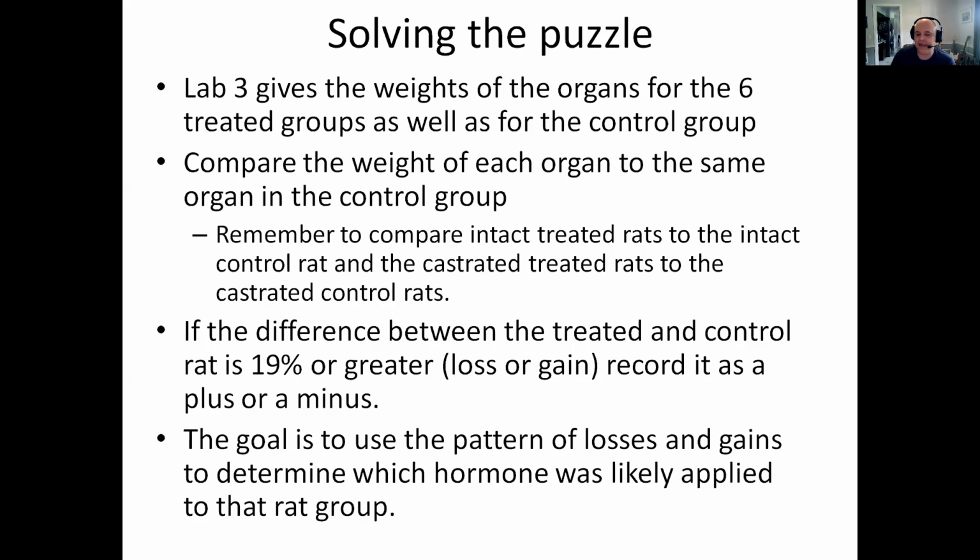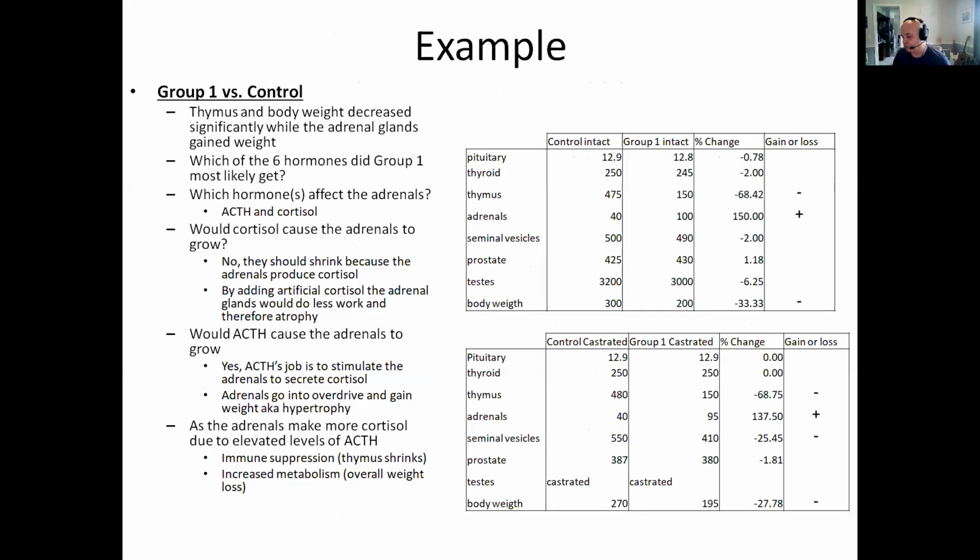And if you see a gain or a loss of 19% or more in any of the structures, you need to record that, because the goal of the lab is to figure out which group got which hormone. And the way you figure that out is looking at which structures grew and which structures shrunk. And the pattern of shrinkage and growth should clue you in as to what hormone was the likely culprit or the likely treatment. Okay, so let me give you an example for group 1 of 2 rats. Okay, so don't ignore the text for now and just look at these panels.